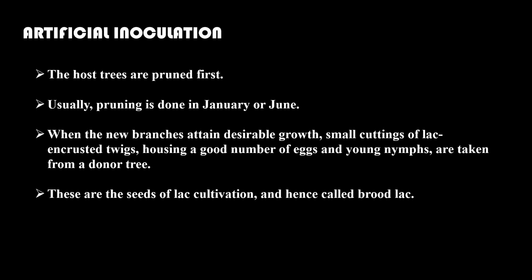Then next is artificial inoculation. The host trees are pruned first. Usually pruning is done in January or June. When the new branches attain desirable growth, small cuttings of lac encrusted twigs housing a good number of eggs and young nymphs are taken from a donor tree. These are the seeds of lac cultivation and hence called brood lac.